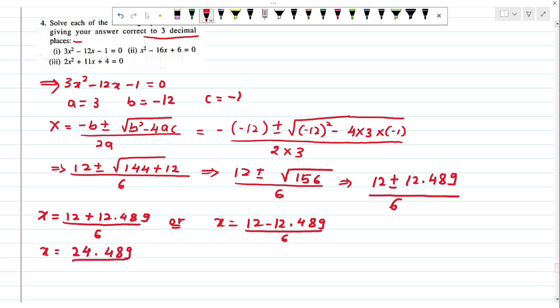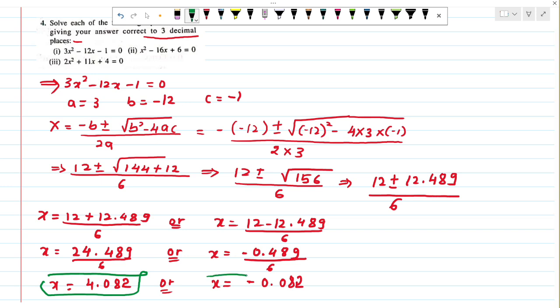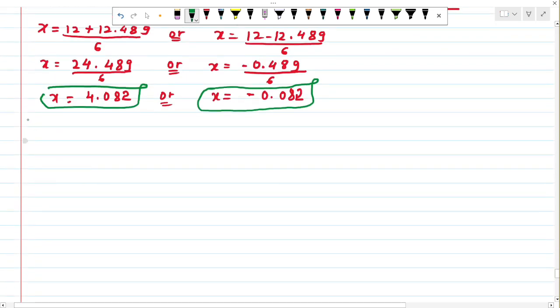So I'll get x equals 24.489 divided by 6, or x equals minus 0.489 divided by 6. So I'll get the values of x as x equals 4.082 or x equals minus 0.082. So these two are the values of x, that is x equals 4.082 or x equals minus 0.082. I hope this is clear now. So we will move to the second question.